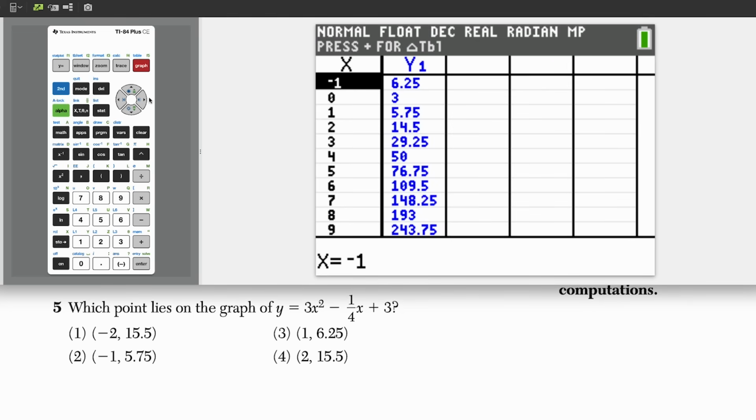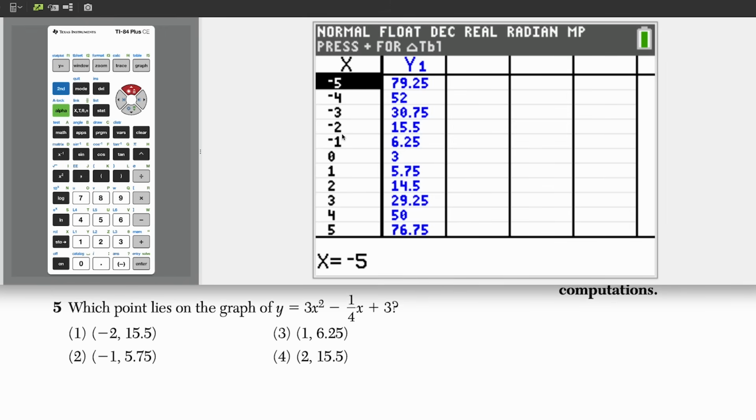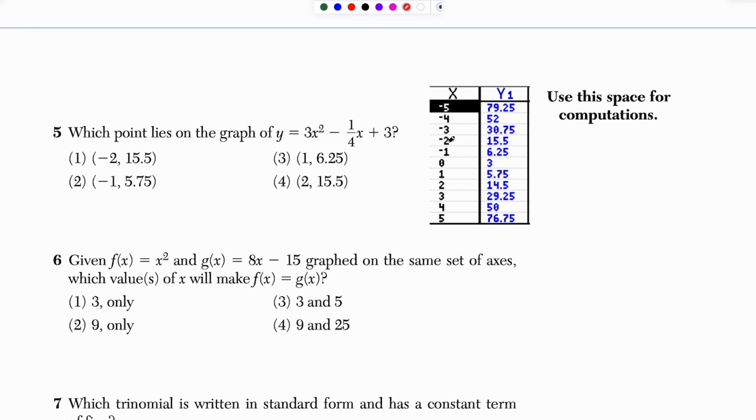So now we go to the table here, and we see which of these points is valid. Notice when x is negative 2, y is 15.5. Choice 1 is looking good. The other answer choices are no good because when x is negative 1, we should have 6.25, not this. And at 1, we should have 5.75, not this. And for choice 4, when x is 2, we should have 14.5, not 15.5. So choice 1 is our answer. Once again, when x is negative 2, y is 15.5, choice 1.